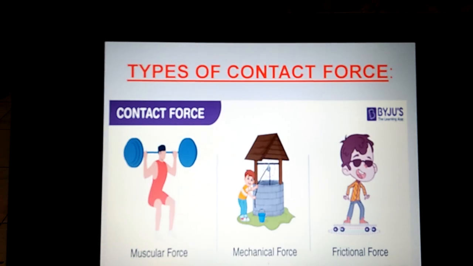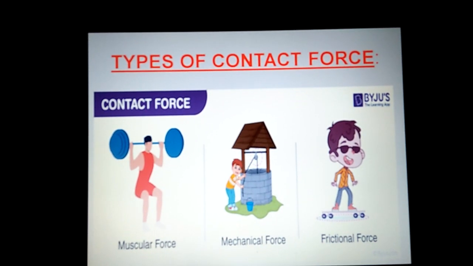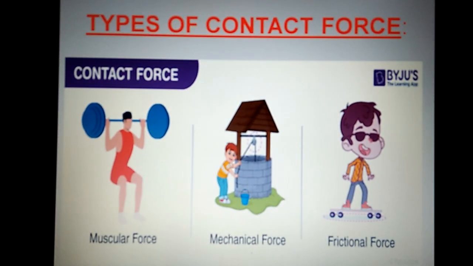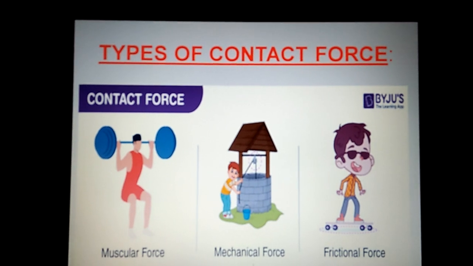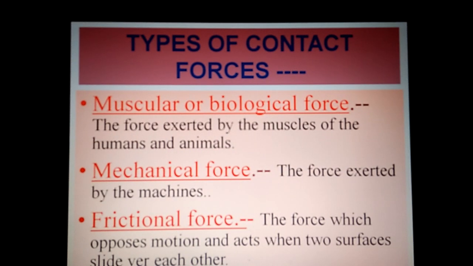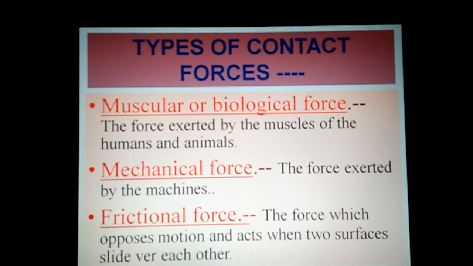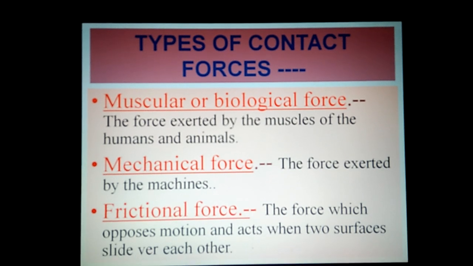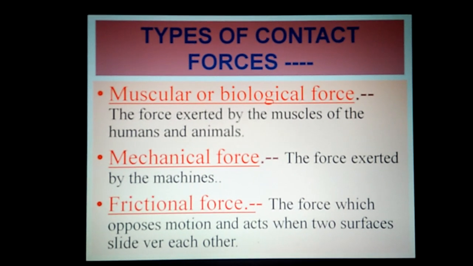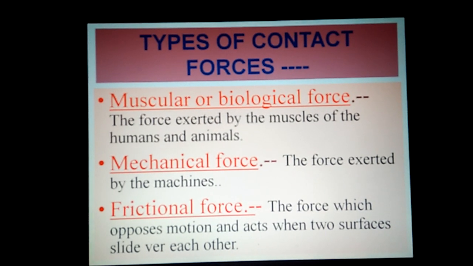Right? Now, what are the various types of contact forces? They can be of three types: muscular or biological force, mechanical force, and frictional force. One at a time we will deal with all three of them. Muscular or biological force is exerted by the muscles of our bodies or the animals. Mechanical force is exerted by the machines, and frictional force comes into play when the two bodies tend to slide over each other.